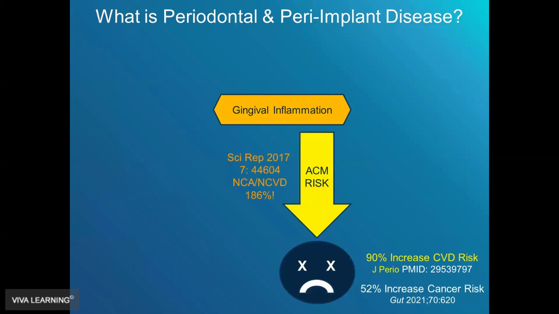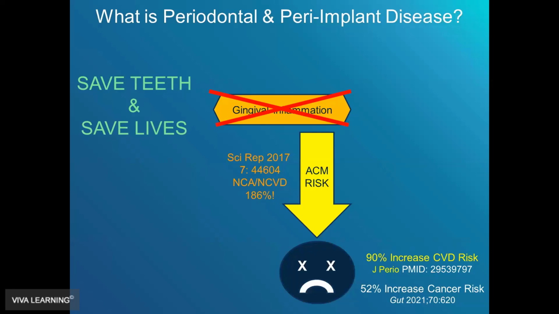This is one that surprised me. So this is Scientific Reports put out by the publisher of the journal Nature, which is arguably one of the most respected journals there is. And what they found is independent of cancer and independent of cardiovascular disease, that gingival inflammation increases the risk for all-cause mortality by 186%. Our patients walking around with gingival inflammation is just not okay. So as I tell our patients, by treating this disease, we save teeth and we save lives.